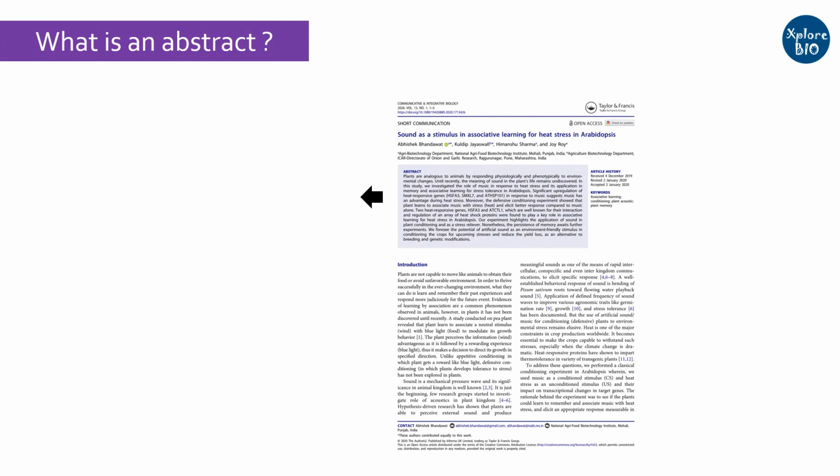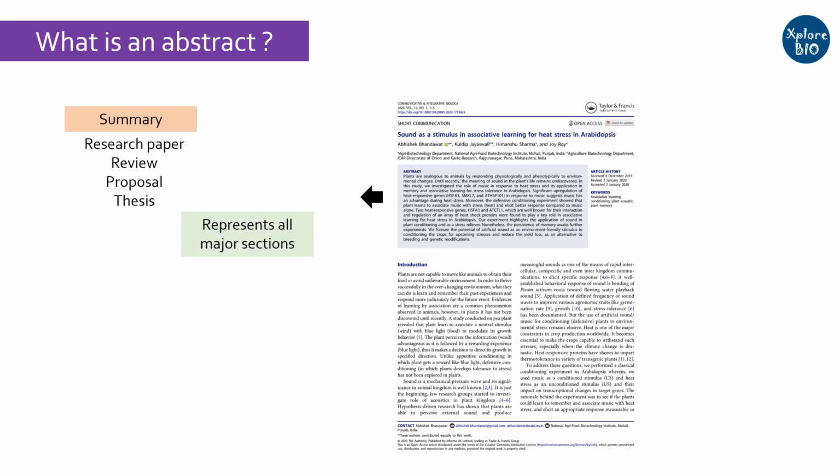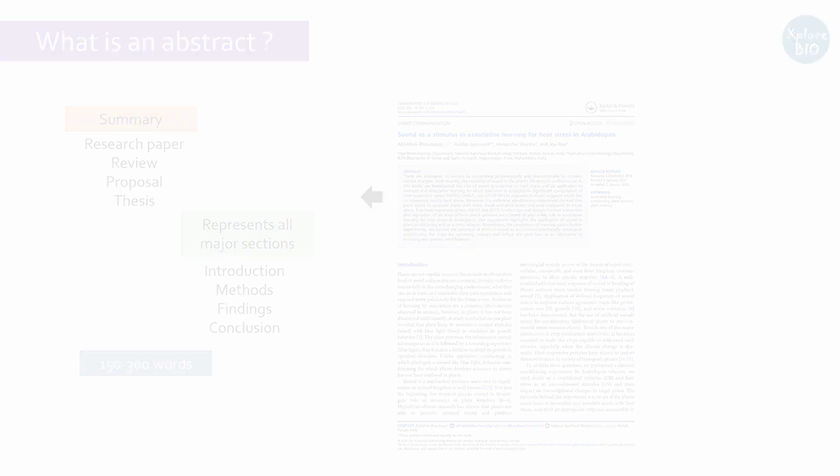An abstract is a summary of your research, review, proposal, or thesis. An abstract represents each of the major sections of the manuscript, including introduction, methods followed, major findings, and your conclusions. Ideally, an abstract ranges from 150 to 300 words. But why is it important to write an abstract, and why is it even asked?